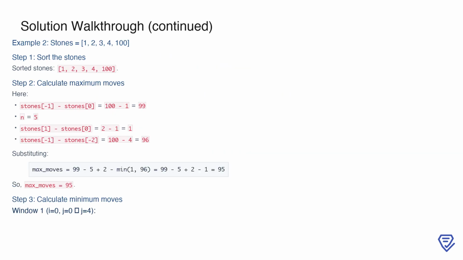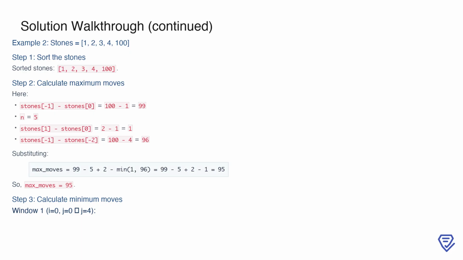Now let's look at a second example with the stones 1, 2, 3, 4, 100. First, we sort the array, which remains 1, 2, 3, 4, 100. To calculate the maximum moves, we use the same formula as before, max_moves equals stones[-1] - stones[0] + 2 - n, minus min(stones[1] - stones[0], stones[-1] - stones[-2]).